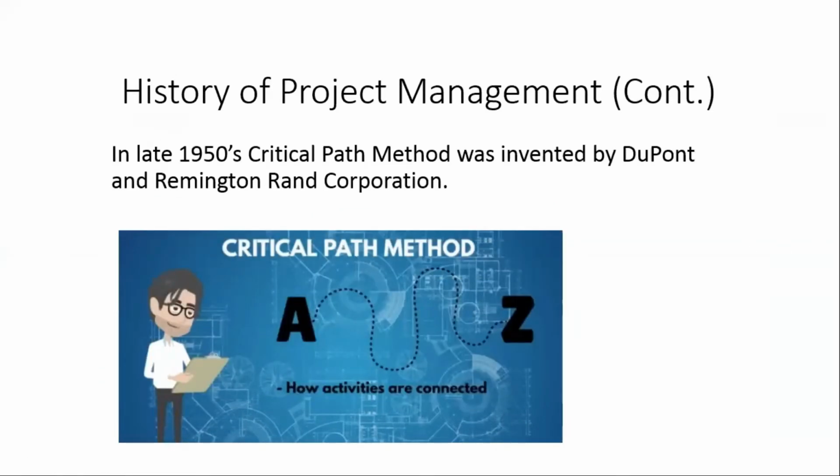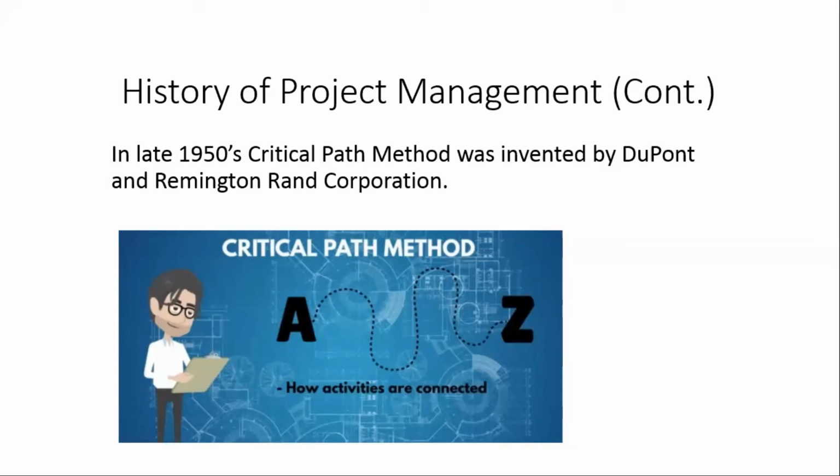Here our same subtopic continues, history of project management. Well, in the late 1950s, the critical path method was invented by DuPont and Remington Rand Corporation. This critical path method helped project managers to calculate the fastest way to complete a project. And this is done by analyzing how different activities are linked with each other.